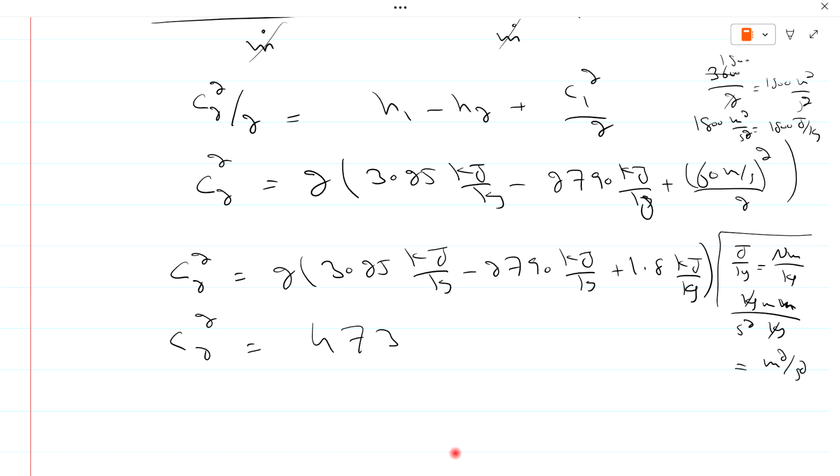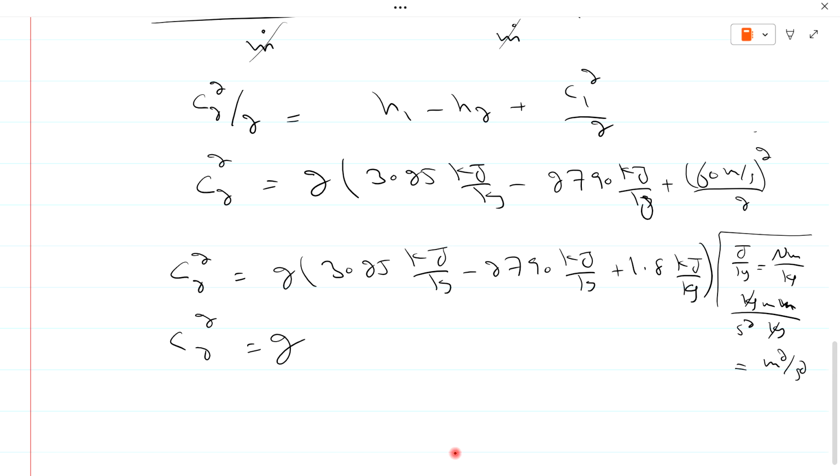473, or, as we have point C, convert these values into meter square per second square. No need of this term. This is true, but no need of this term, because we convert these values into meter square per second square.